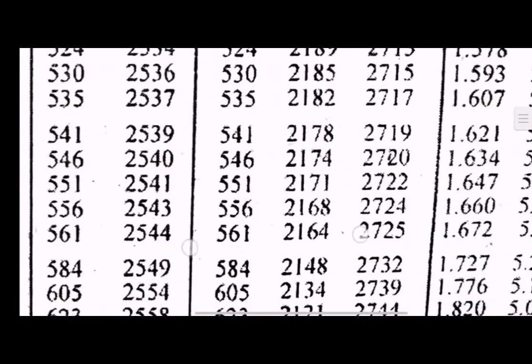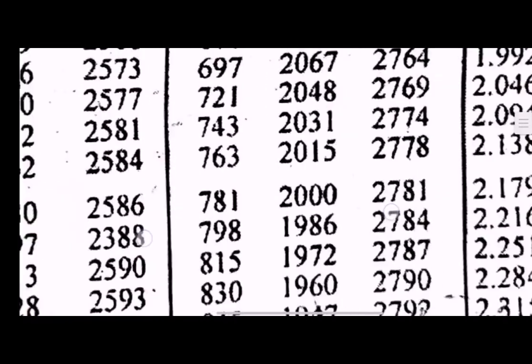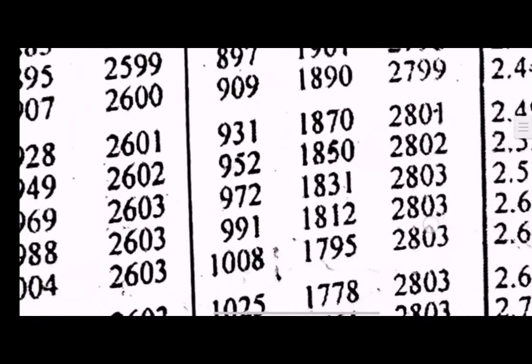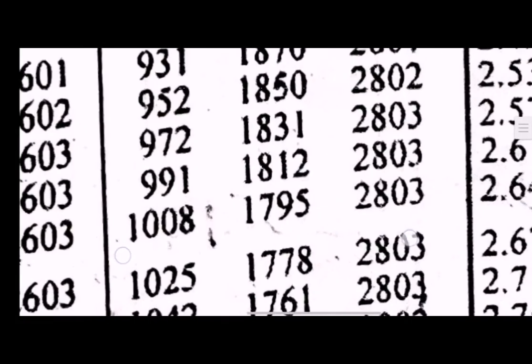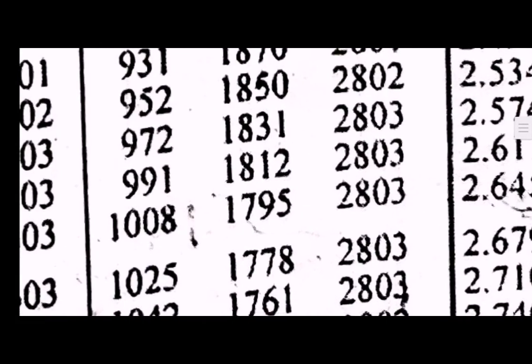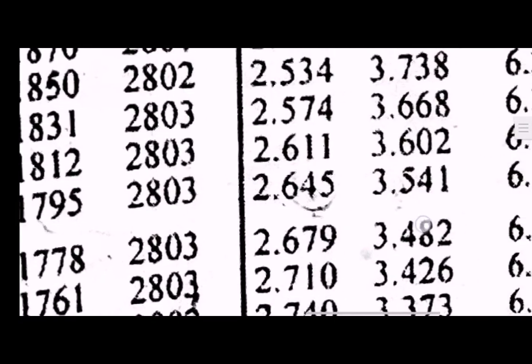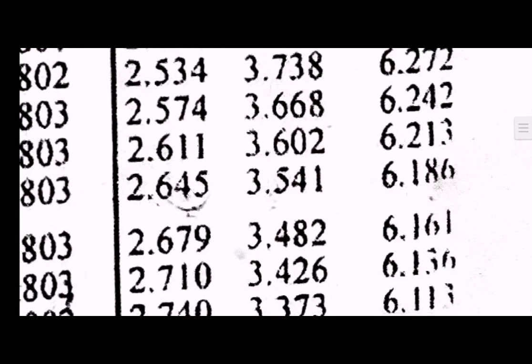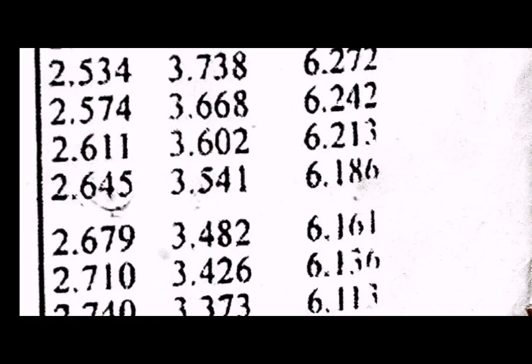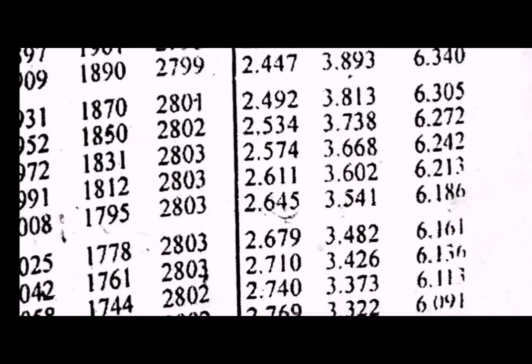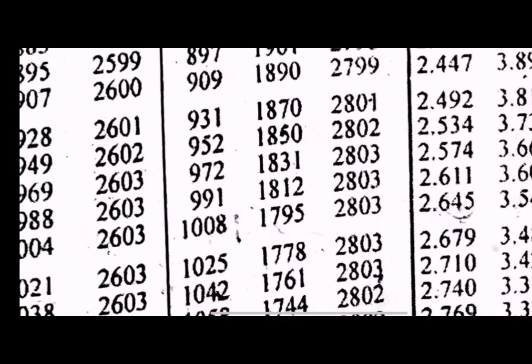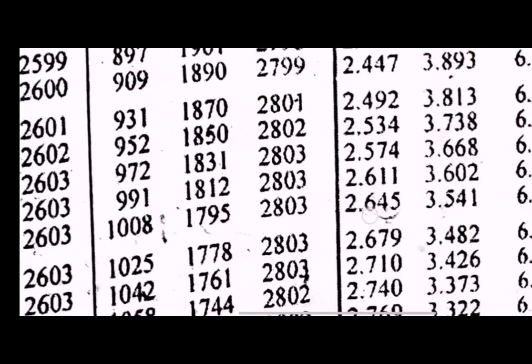Okay, so at 30 bar, as can be seen, Hf is 1008, Hfg is in between, that's 1795, and Hg is 2803. Similarly, Sf is 2.645, Sfg is 3.541, and Sg itself is 6.186. So these are the parameters that we need, so keep them in mind. That's how you get your enthalpy and entropy from the given pressure.